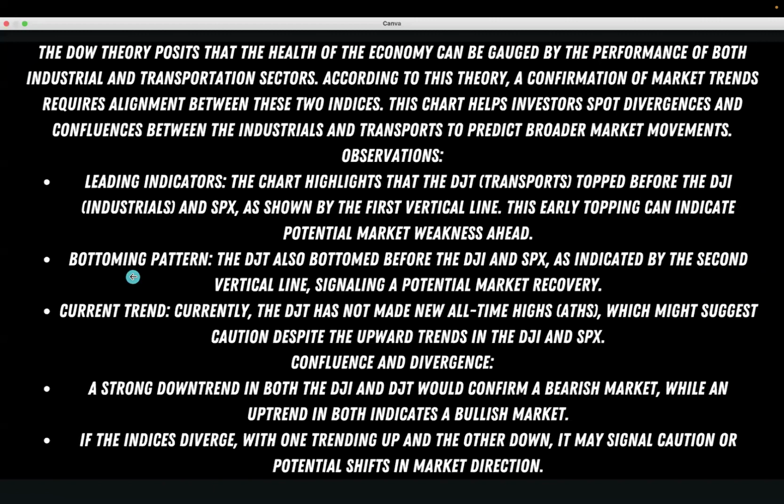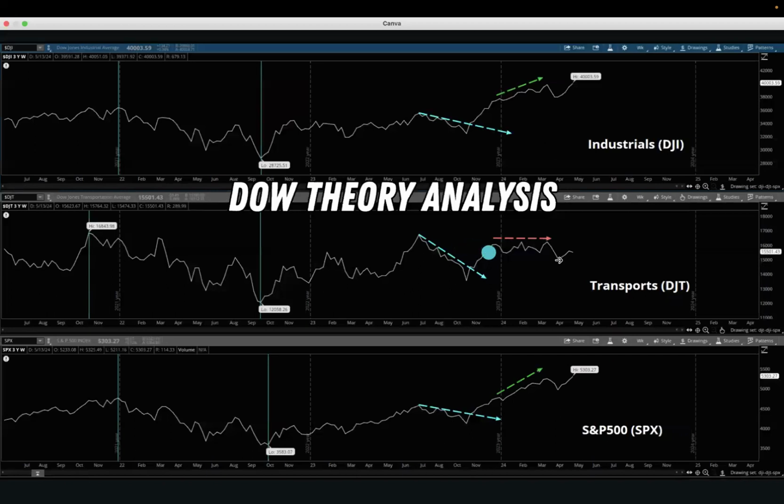Now, a strong downtrend in both the DJI and DJT would confirm a bearish market, while an uptrend in both indicates a bullish market. If the indices diverge with one trending up and the other down, it may signal caution or potential shifts in market direction. And that's something that I really want to highlight to you guys here now as well.